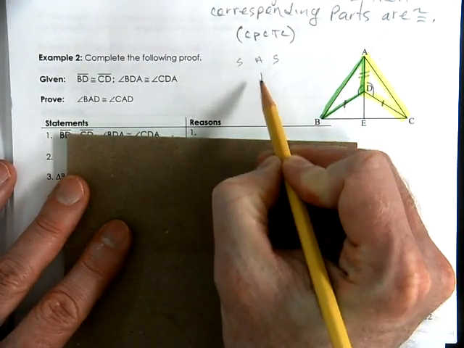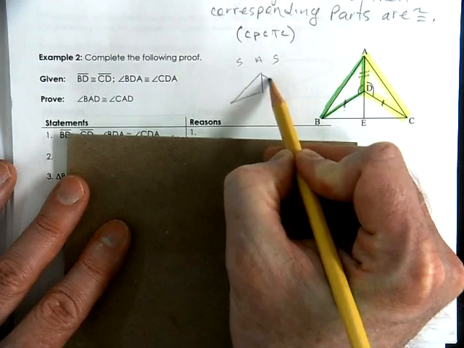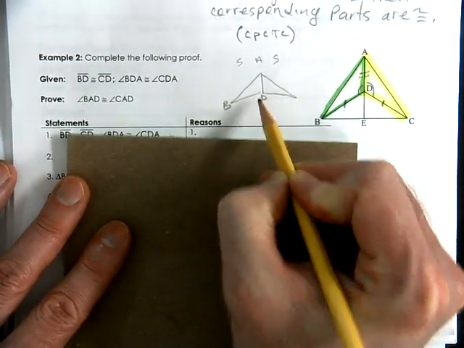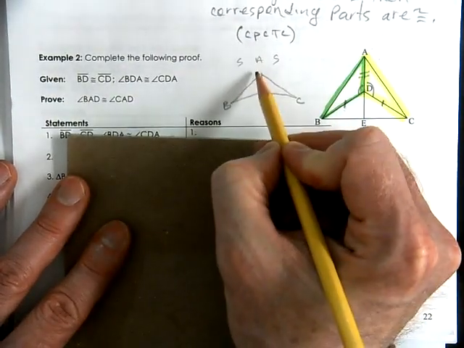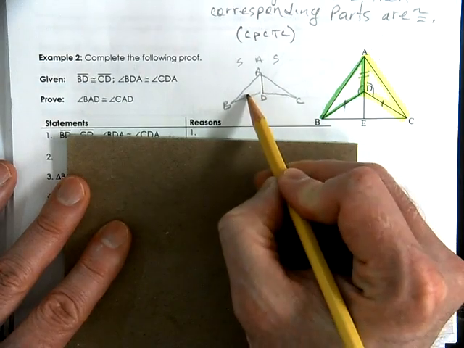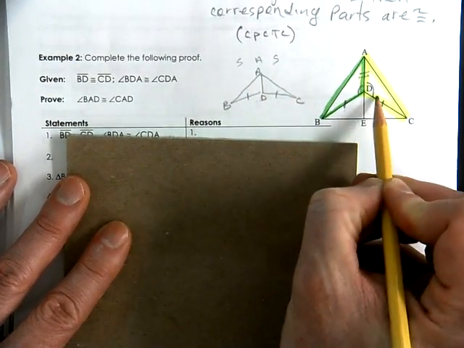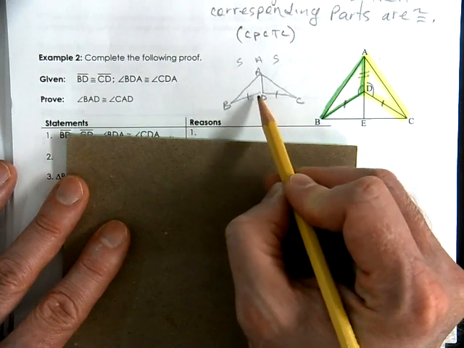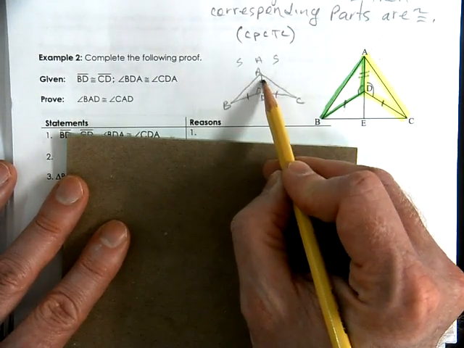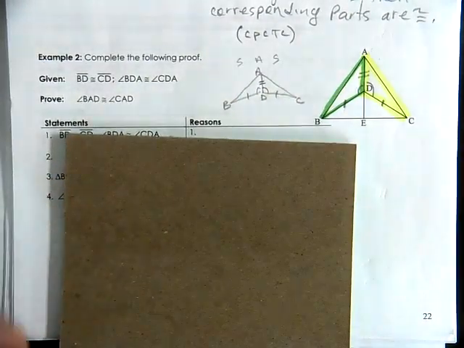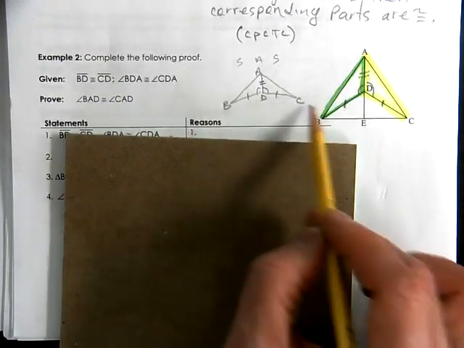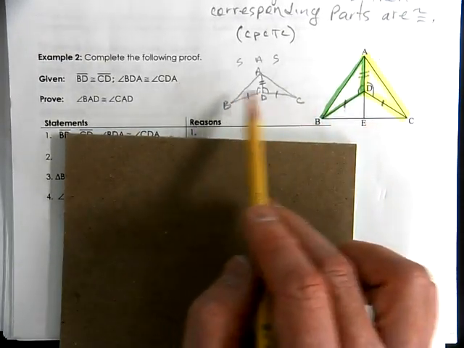So some people might feel better if we redrew this with B, D, C, A at the top. We know that BD is congruent to DC. We know that the angles are congruent, and we know the reflexive side is congruent. So that helps us not use this letter E. It's not part of what we're talking about.